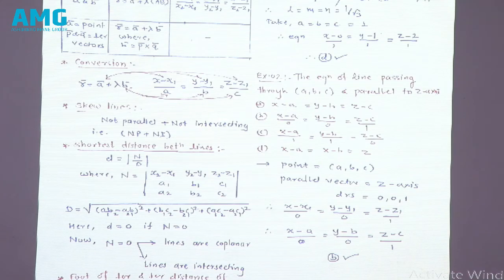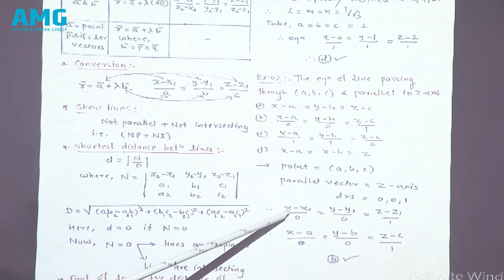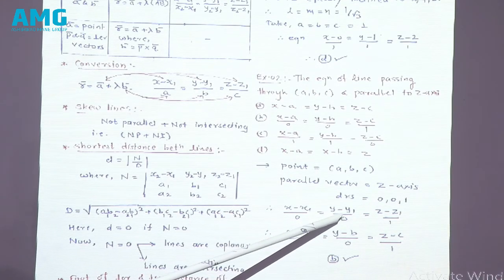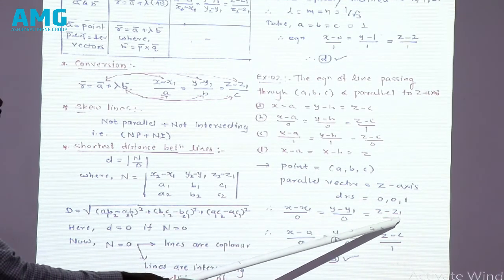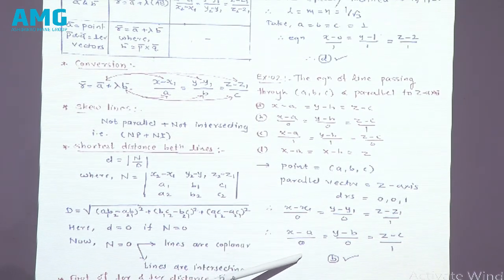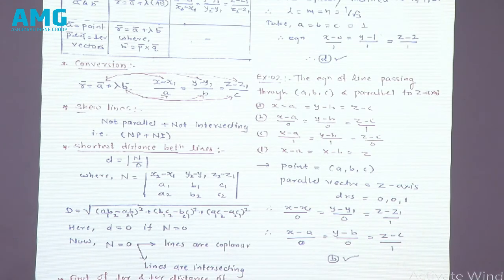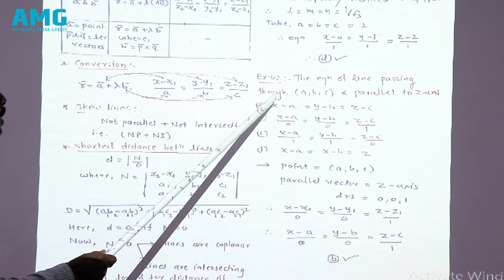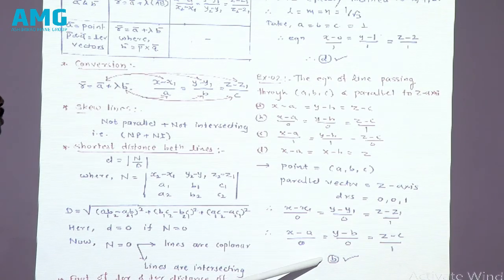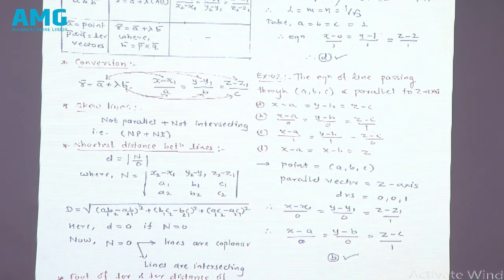Therefore, the equation of the line in Cartesian form, x minus x1 upon a equal to y minus y1 upon b equal to z minus z1 upon c, gives us x minus a upon 0 is equal to y minus b upon 0 is equal to z minus c upon 1. Therefore, the solution of this example number 2 is option B, which contains this equation. Okay. Next.